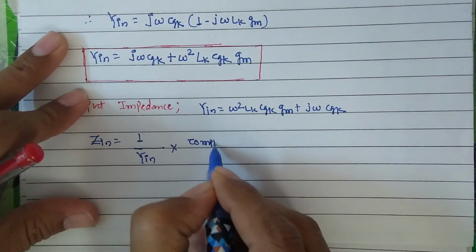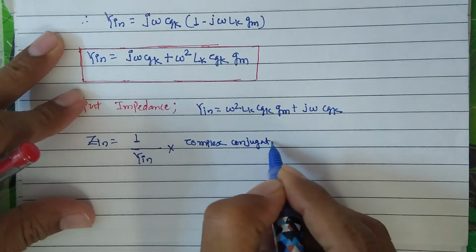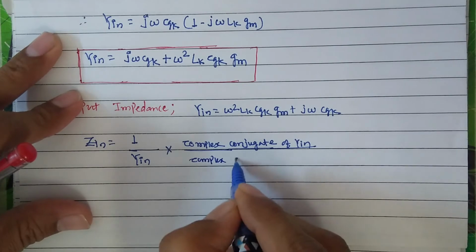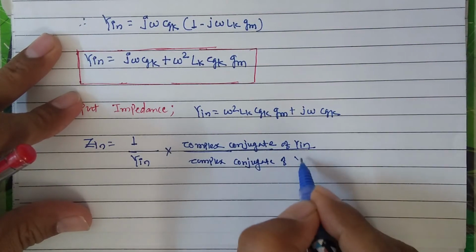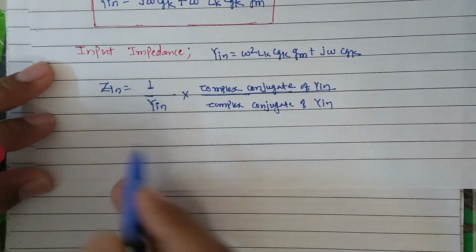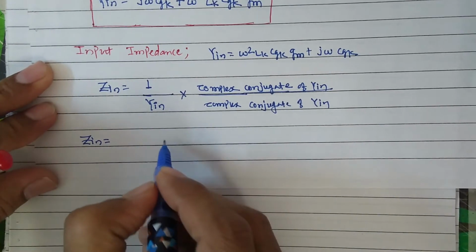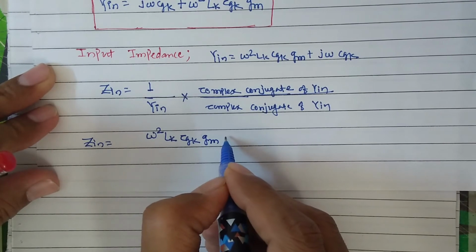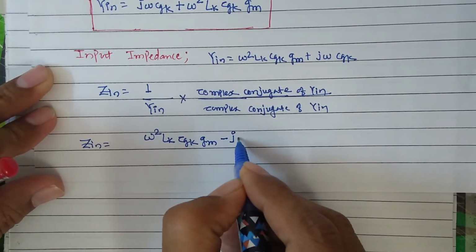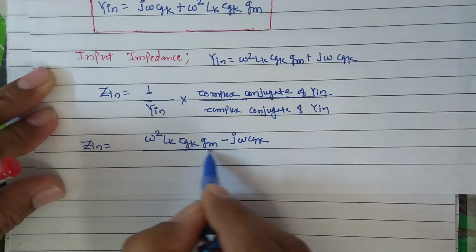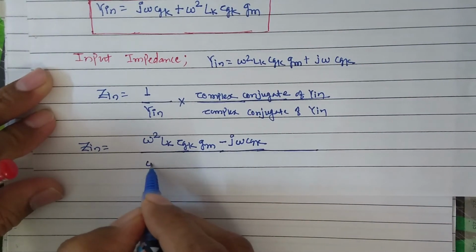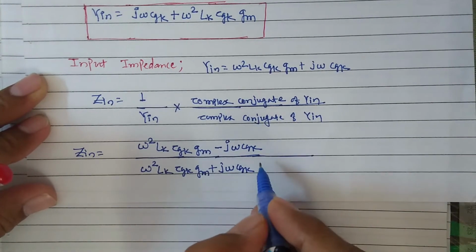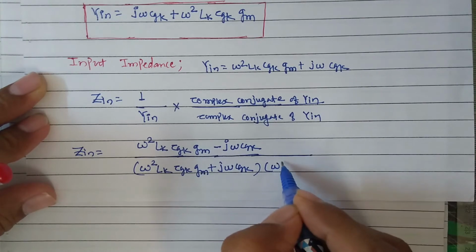So we'll multiply and divide by the complex conjugate of this term Y in, multiply and divide with the same. So Z in is equal to omega square Lk Cgk Gm minus j omega Cgk. So this is the complex conjugate of Y in. We have multiplied it in the numerator. In the denominator we have Y in multiplied by its conjugate.